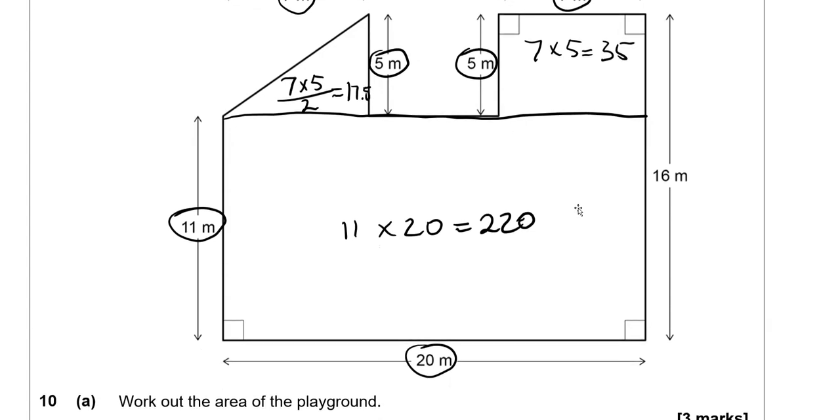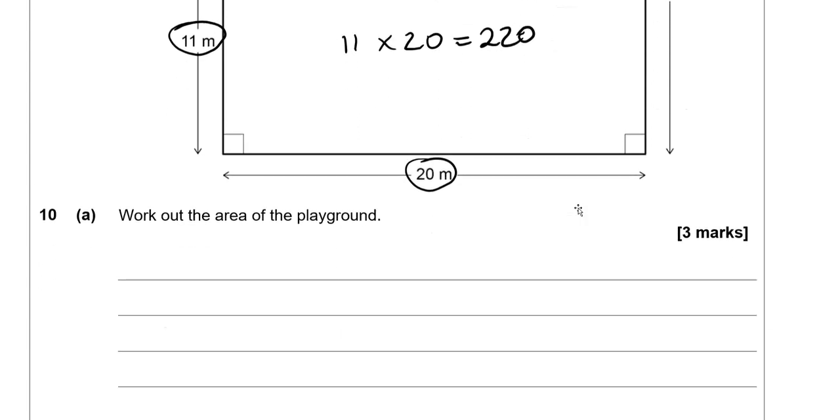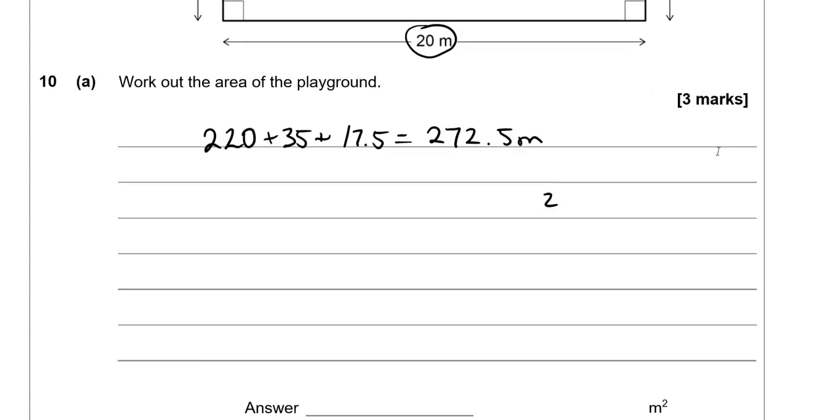So we'll add them all together. 220, 35, add 17.5 gives us 272.5 square meters.